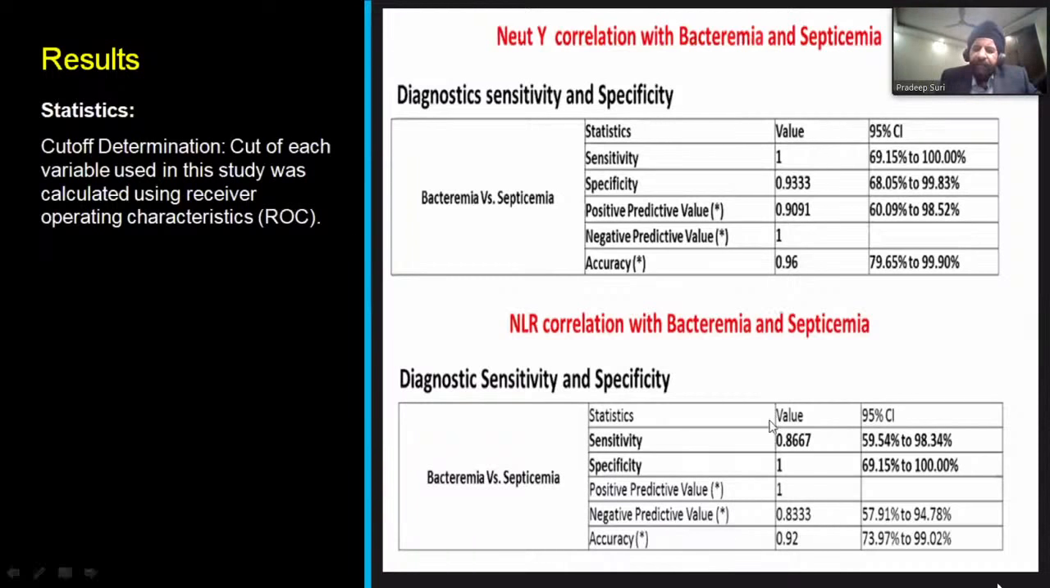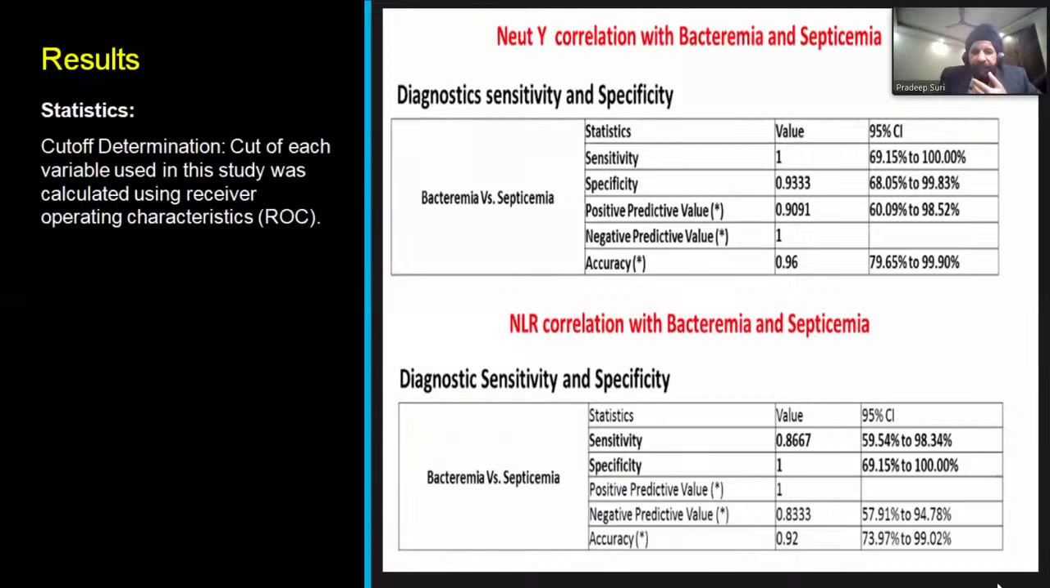Likewise, NLR had a diagnostic sensitivity of 0.86 and a specificity of 1, and a positive predictive value of 1 and accuracy of 0.92. So NLR, although less sensitive than Nut-Y, was the most specific marker amongst all the markers available. So if you want to screen patients, Nut-Y is the better parameter than NLR, although it is not 100% specific, but it doesn't miss out anything. Whereas NLR cutoff was more specifically able to differentiate between bacteremia and septicemia.